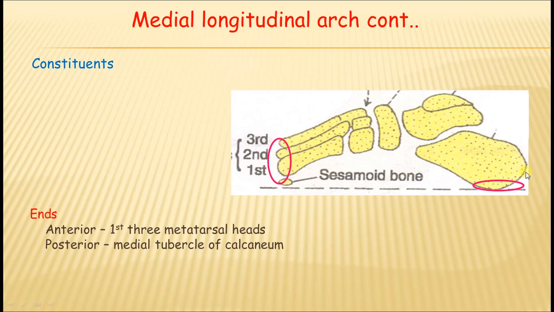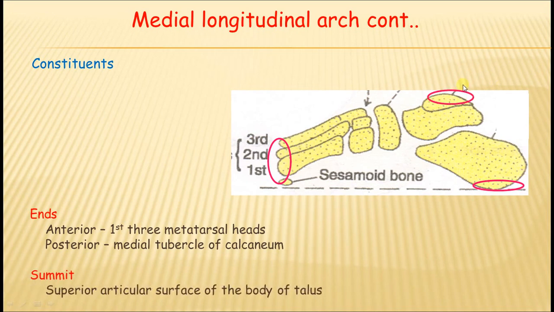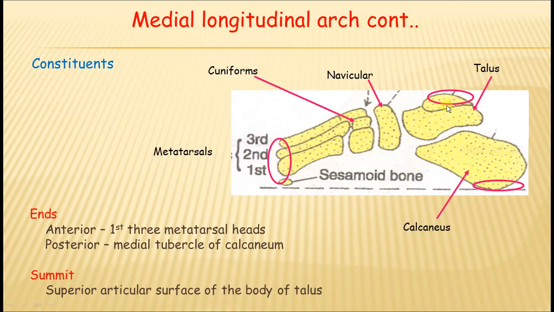So these form the pillars of the arch. I need not tell you what a pillar is, all those things we have discussed elaborately in the previous slides. The highest point or the summit of the arch is the trochlear or superior articulating surface of the body of the talus. So that is the summit. And even the talus forms the keystone of the arch. The talus is actually the keystone of the arch.